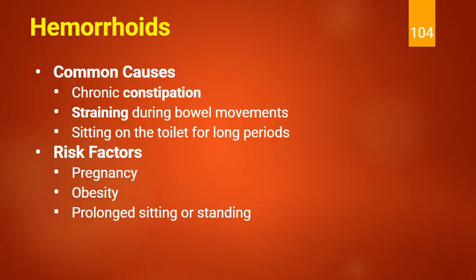Hemorrhoids usually develop because of venous congestion, which occurs when blood flow through the rectal veins becomes slowed or obstructed. One of the most common causes is chronic constipation. Repeated straining during bowel movements increases pressure in the rectal veins. Spending long periods sitting on the toilet can also increase venous pressure and contribute to hemorrhoid formation. Other risk factors include pregnancy, obesity, and prolonged sitting or standing, all of which increase pressure in the pelvic veins.